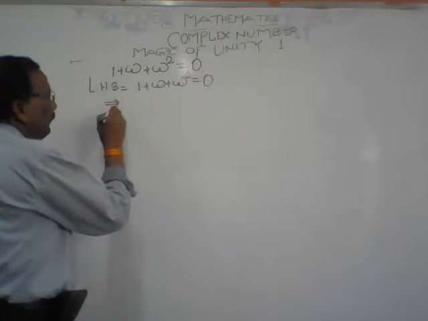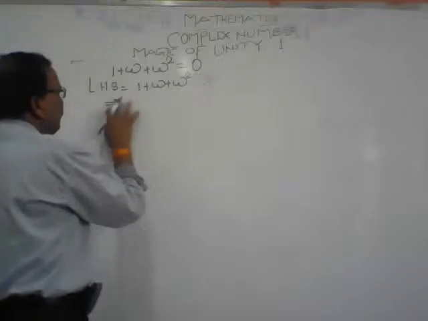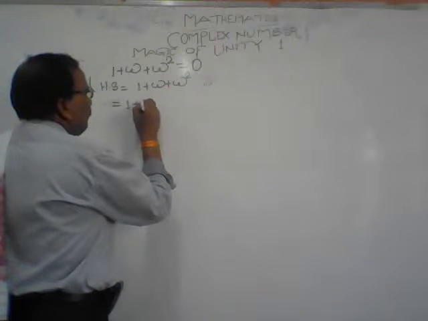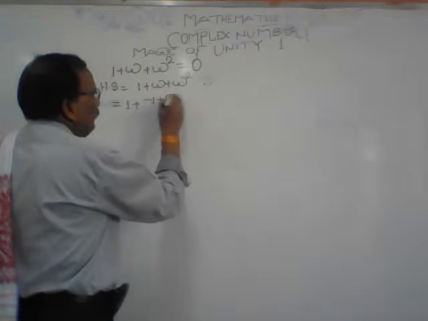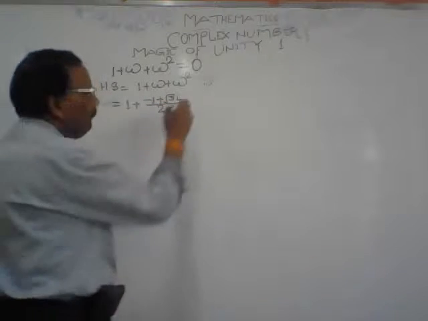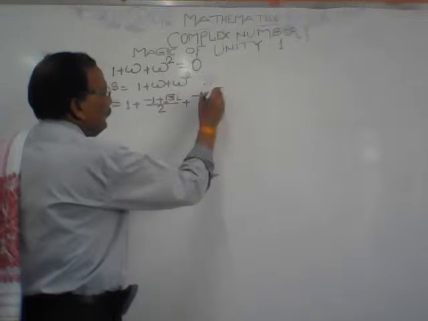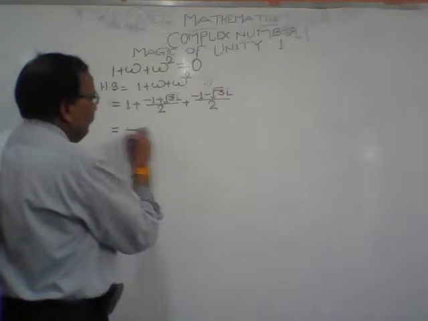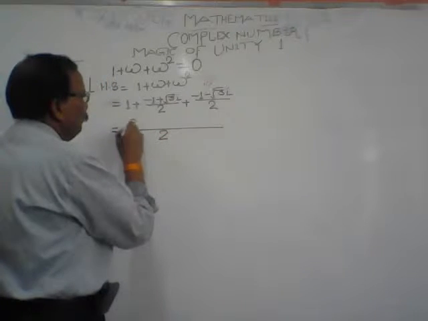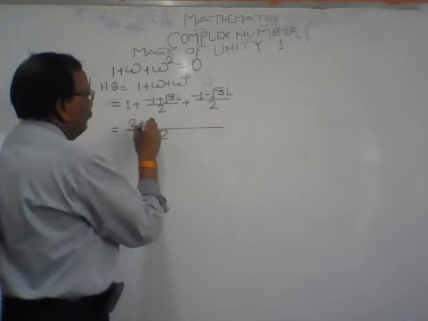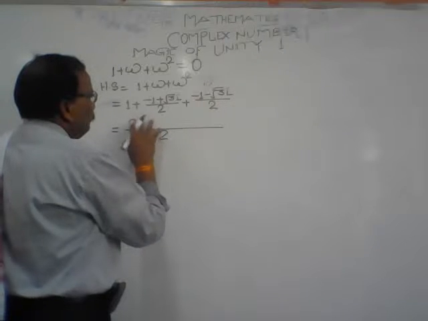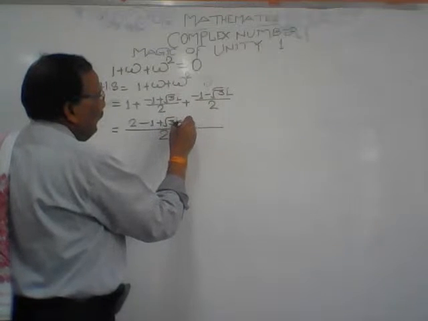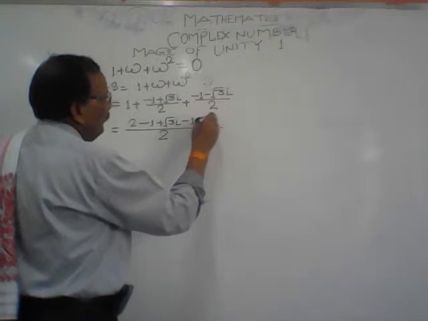What happens? LHS is equal to 1 plus omega plus omega squared. Omega means minus 1 plus root 3 i upon 2, plus minus 1 minus root 3 i upon 2. Take the LCM. What will be the LCM? 2. So 2 plus minus 1 plus root 3 i plus minus 1 minus root 3 i.